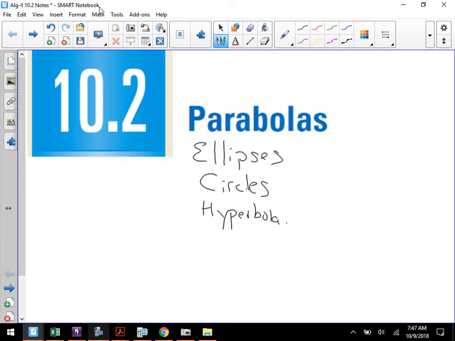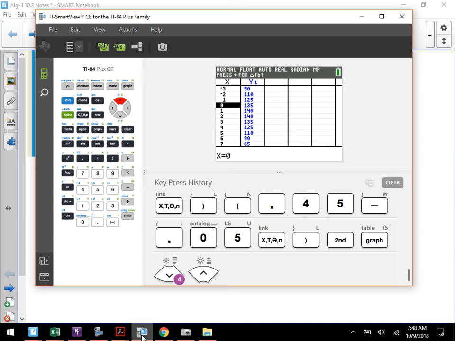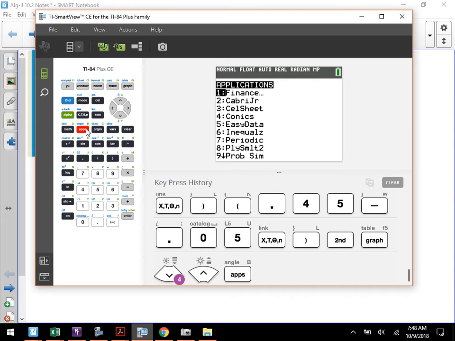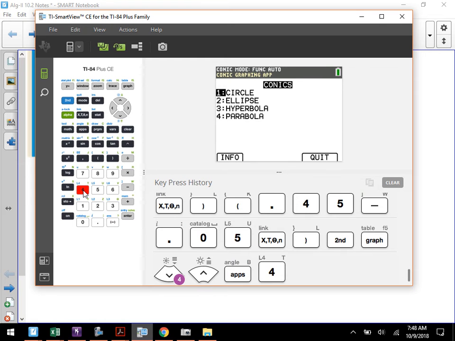If you hit the button that says apps, there's a button that says apps on it right next to where it says math. On that, there is an option that says conics. Mine says 4. I don't know if everybody should be right around 4. So if you hit option 4, you get these 4 equations.